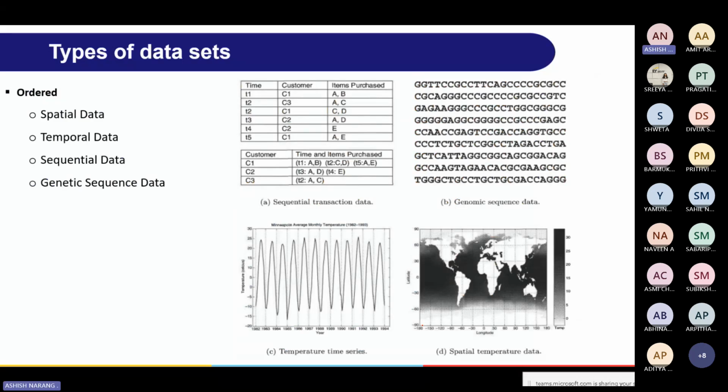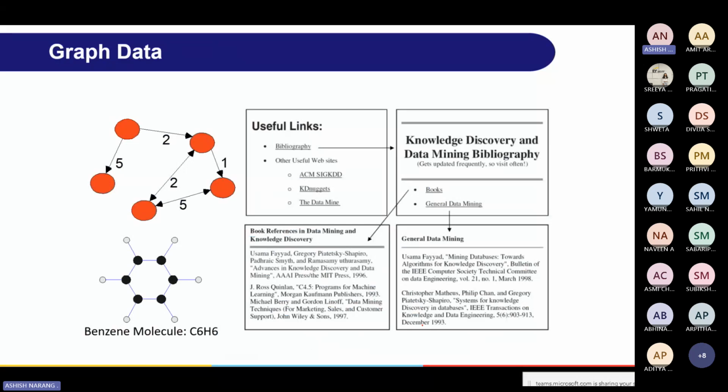Look at this kind of ordered data, which shows 4 different kinds of data. You have sequential transaction data, spatial temperature data, time series data, and genomic sequence data. All these kinds of data exist, and we can make use of them to do certain kinds of analysis. How we use them, we are going to see later on when we start applying.